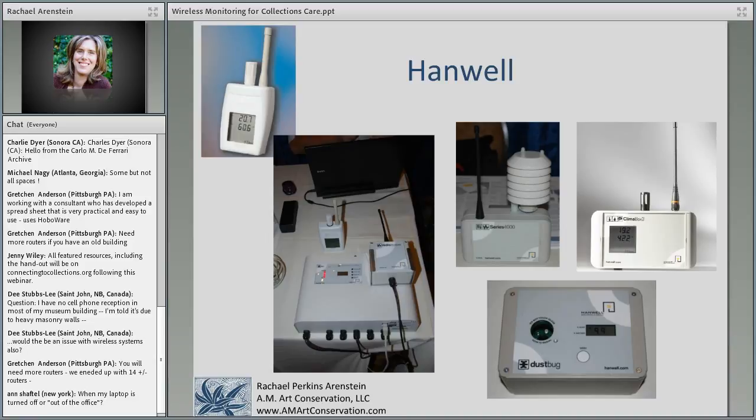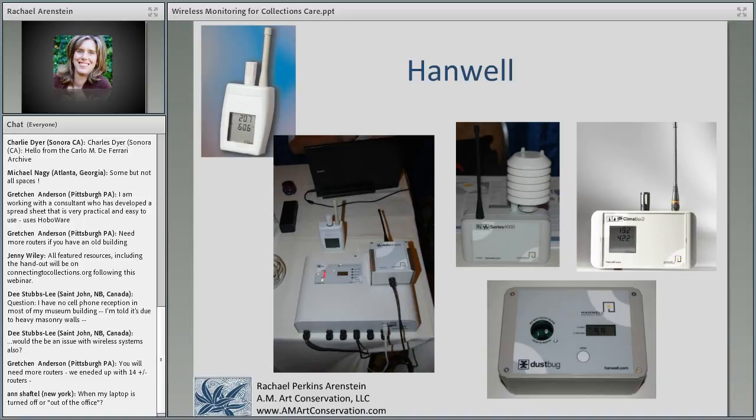The last system that I want to discuss briefly is the Hanwell system. Hanwell had a lock on the whole wireless market for a really long time with their radio telemetry system. Their products still work with radio telemetry, but instead of having to beam it all back to a central collection point, which often required spending a lot of extra money on repeaters, now you can beam it back to the big box you see in the second image from the left, which is their Smart Reader 2.